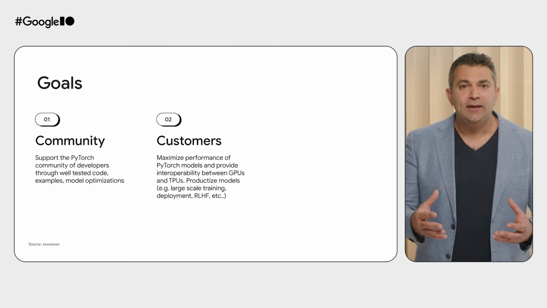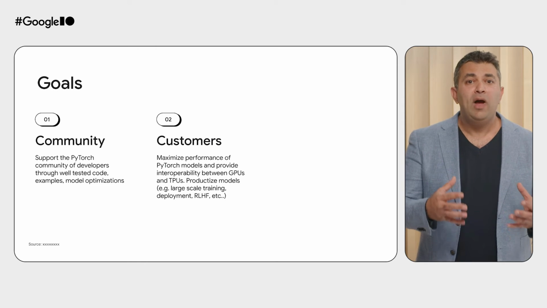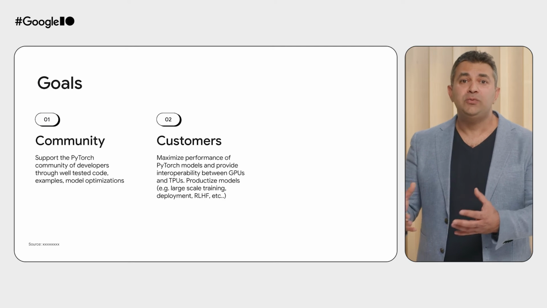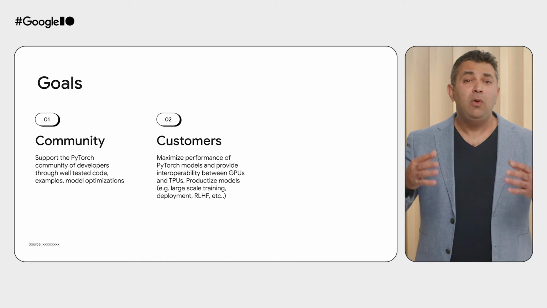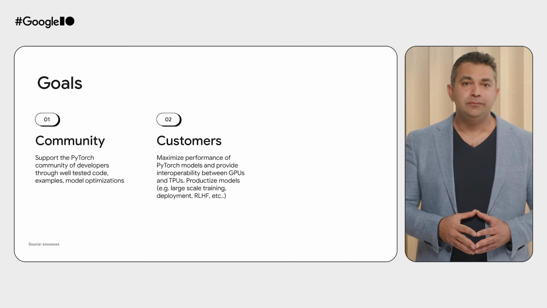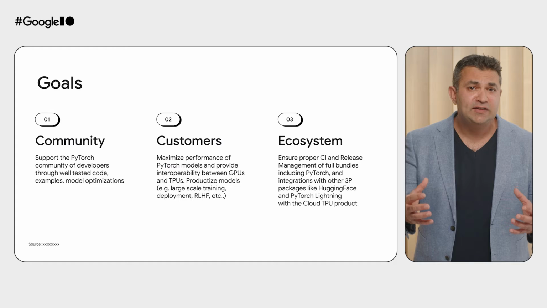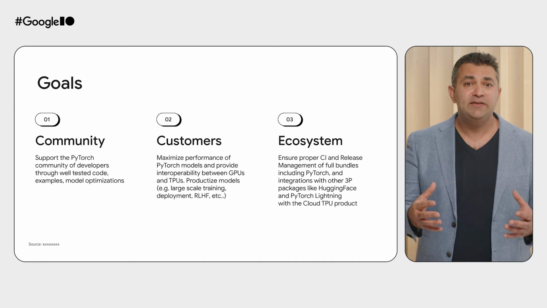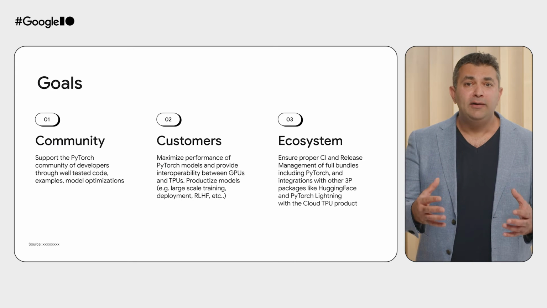Second, ensuring that Google Cloud customers are able to achieve performance while getting interoperability between GPUs and TPUs. As a customer, you will always have a choice to use the best solution available to you. And finally, ensuring that a strong ecosystem of third-party products and libraries such as Hugging Face and PyTorch Lightning are available on cloud TPUs. So, how does PyTorch XLA work?